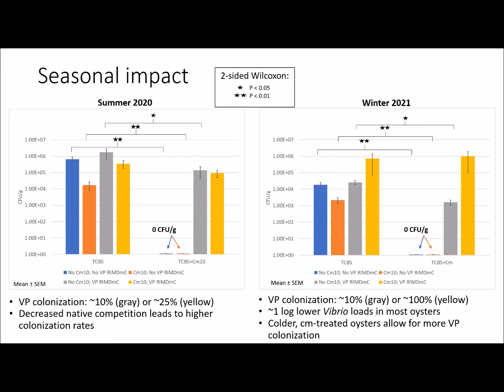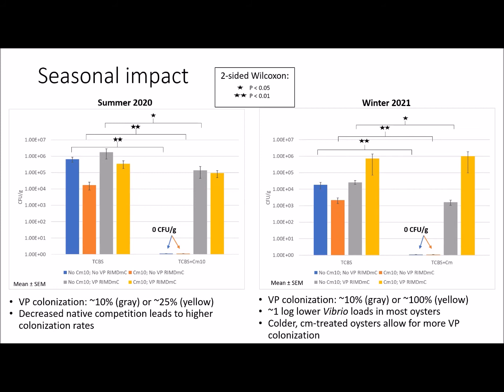Treatment D, however, was about 4 times lower than the ones that were found in the total Vibrio system. So we conclude from this that our VP strain is able to colonize these oysters at about 10% when there's no chloramphenicol reduction in the microbiome, and about 25% when we do reduce the microbiome in these oysters. So that native microbiome is clearly important for preventing colonization from external inoculum.